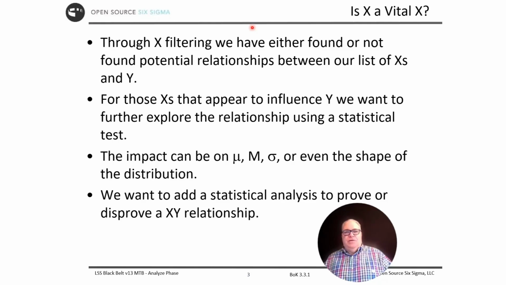All right, so we're a little over the halfway point in the analyze phase, and so we've done some filtering, graphs, we've done FMEAs, we've done fishbone diagrams, we've done XY matrices, and we're starting to get a feel for which X's are in and which X's are out. So we can now take them one step further through doing these statistical hypothesis tests and see whether or not X truly does have an influence on Y, or the question up here, is X a vital X?